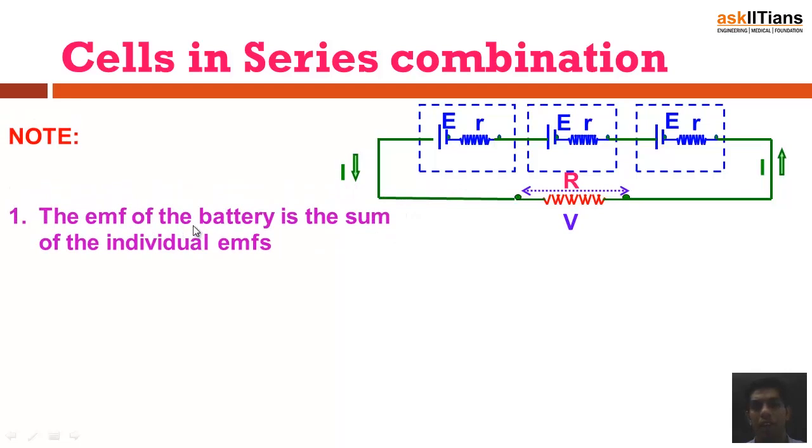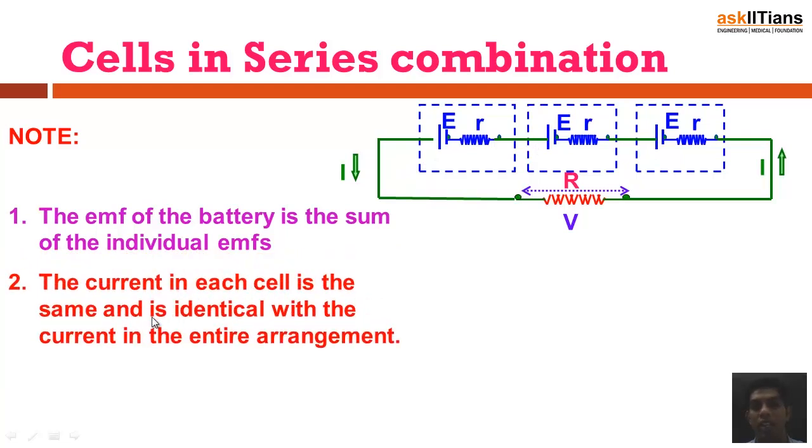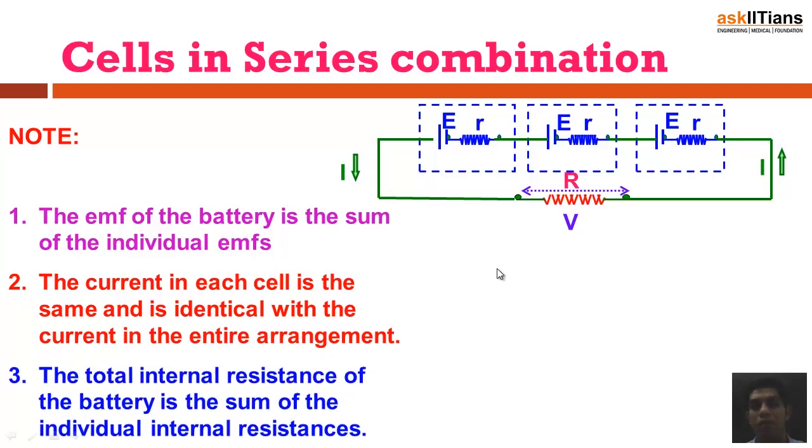We know that the EMF of the battery is the sum of the individual EMFs. Obviously these potentials will tend to add up, and the current in each cell is the same and is identical with the current in the entire arrangement. As this is a continuous circuit, the current in each branch and in each cell is one and the same. Now the total internal resistance of the battery is the sum of the individual internal resistances, exactly as resistances connected in series. That is, the 3 internal resistances over here are also connected in series with the external resistance.